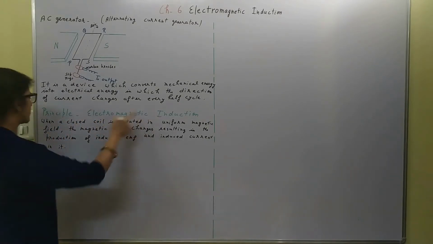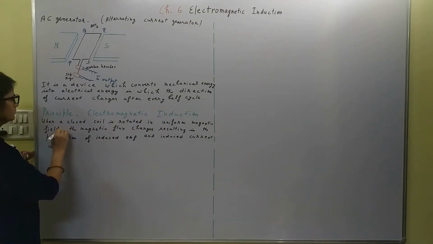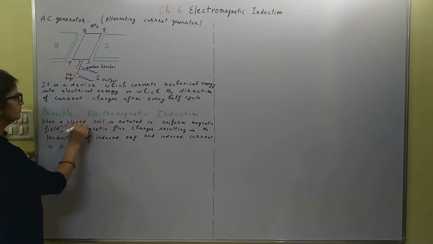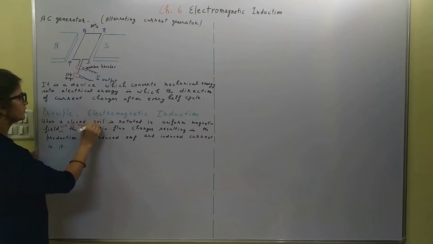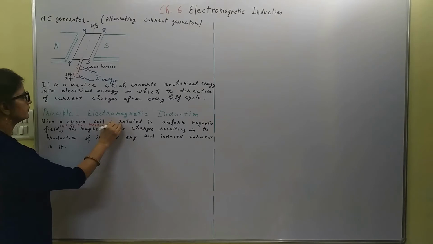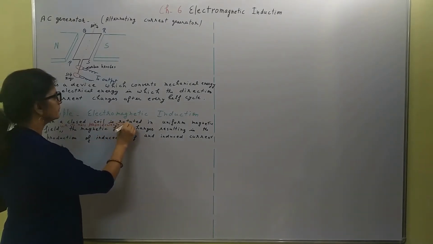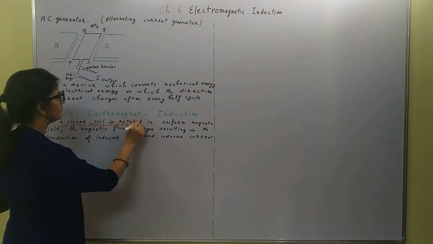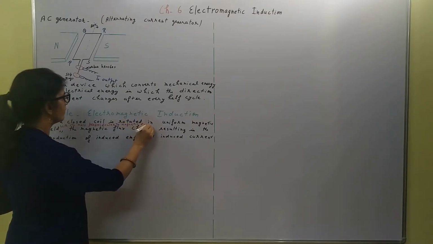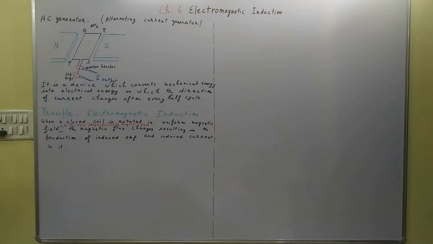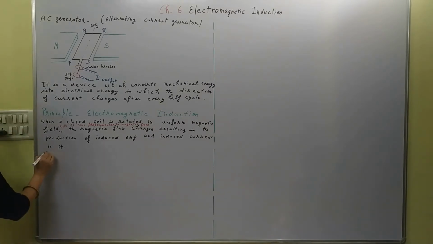When a closed coil is rotated in uniform magnetic field with its axis perpendicular to the magnetic field, the magnetic flux changes, resulting in the production of induced EMF and induced current in it, right? So this was the principle. So let's write down the construction now.